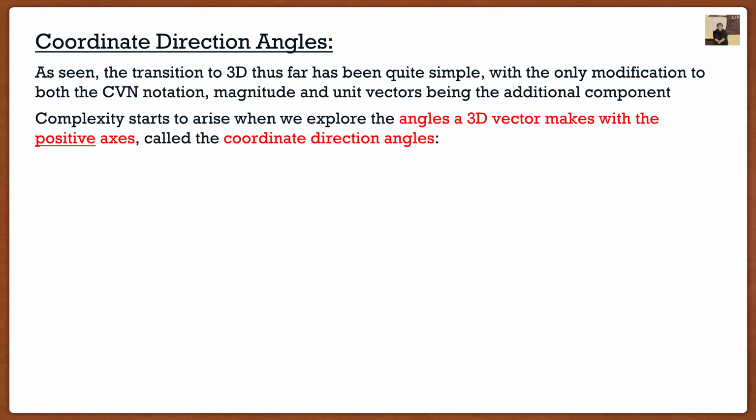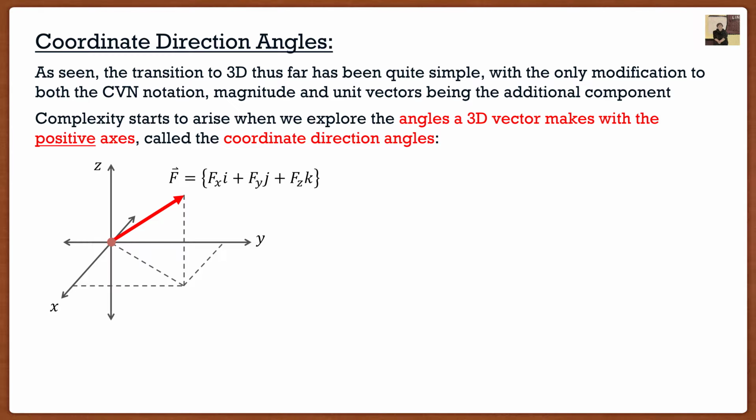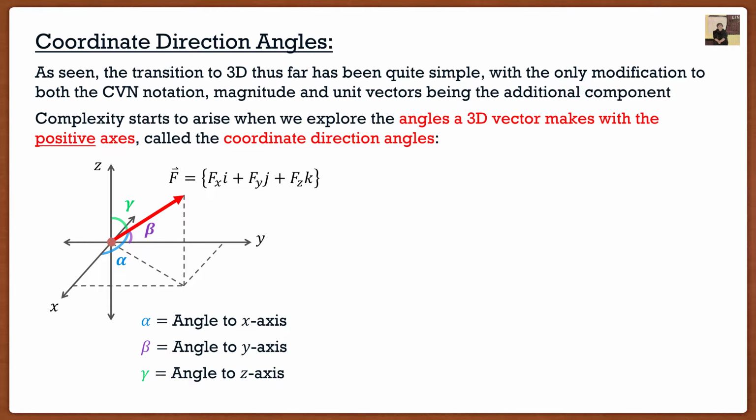So coordinate direction angles are the angles a 3D vector makes with the positive axis. All right, so that's going to be the key here. These are the angles it makes with a positive axis. So let's say I had my force vector. It has all the components, Fx, Fy, and Fz. Well, the coordinate direction angles are going to look something like this. From the positive x-axis to our force vector, we call this angle alpha. From the positive y-axis to our vector, we call this angle beta. And then finally, from the positive z-axis to our vector, we call this angle gamma.